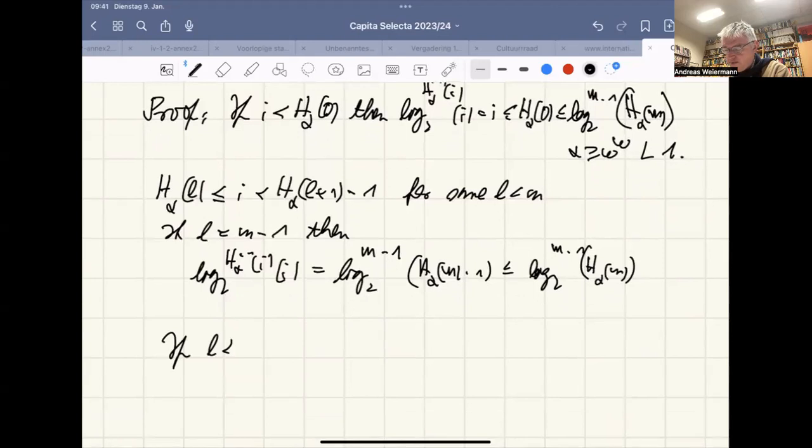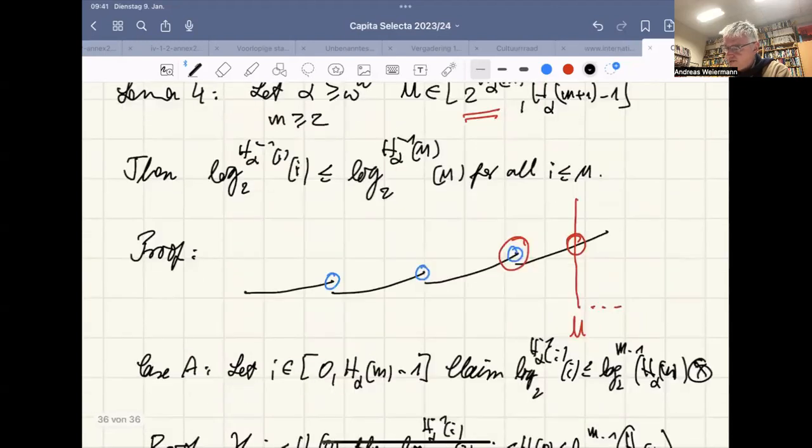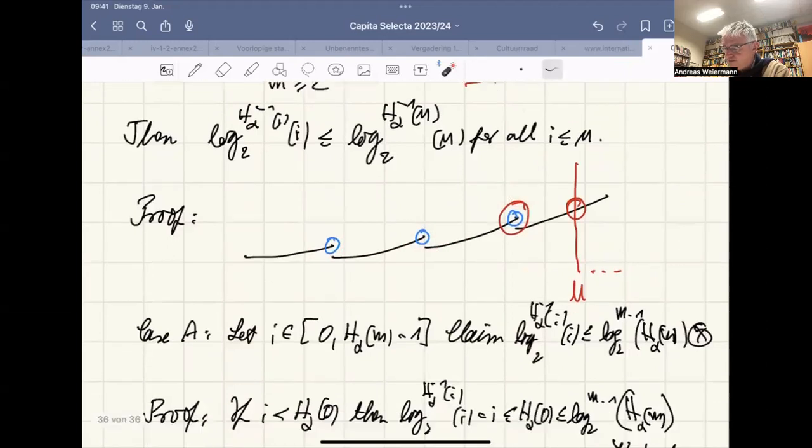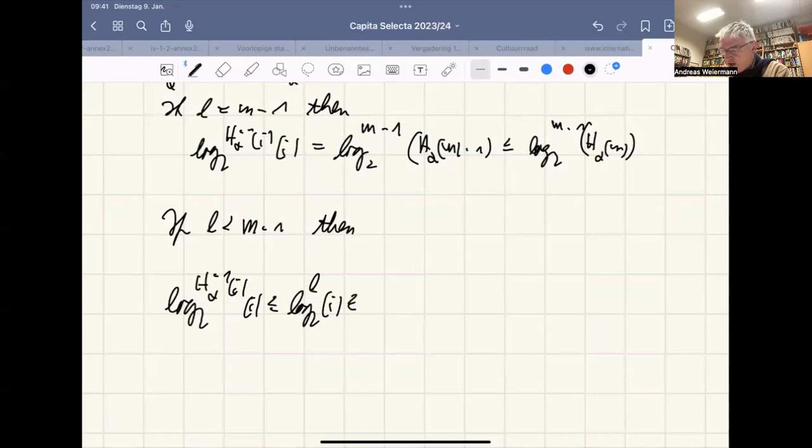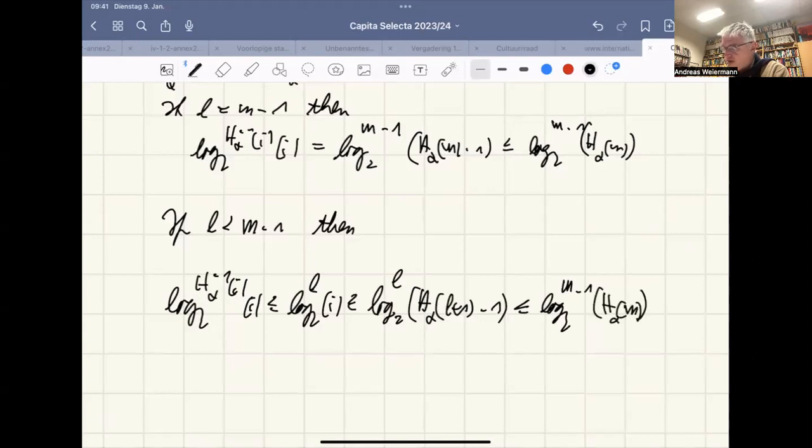If L is smaller than m minus 1, then there's a situation that we have to compare those ones with the last one. What do we do? Then log 2 of h alpha inverse of I is bounded by log 2 of L of I, bounded by log 2 of L of h alpha of L plus 1 minus 1, the rightmost endpoint. Now I claim that this is bounded by log 2 of m minus 1 of h alpha of m. Here one has to be careful because L is smaller than this number. So this function here goes quicker than this function here. On the other hand, this function here is much, much slower than this function here. And this is what is going to happen.